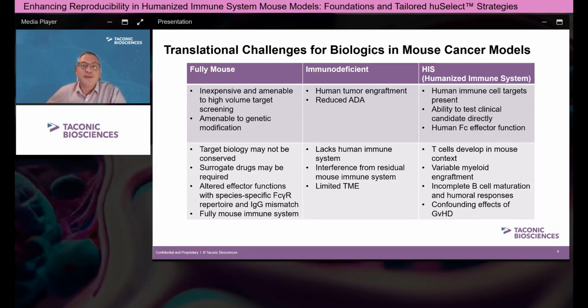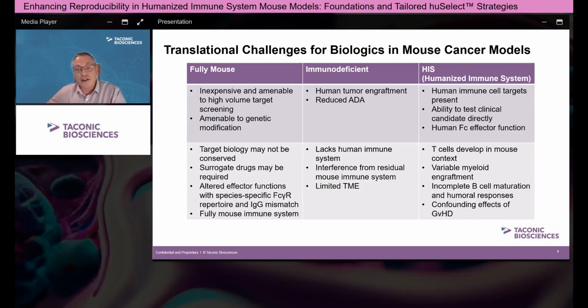So humanized immune system models aim to bridge and resolve some of these issues. They're not perfect, but they do provide a model in which human immune cell targets are present. This allows you to directly test a clinical candidate within an in vivo system, and in many cases can provide a model with an intact human Fc effector function that will faithfully recapitulate the type of IgG Fc interaction that you would expect to see in a human patient.